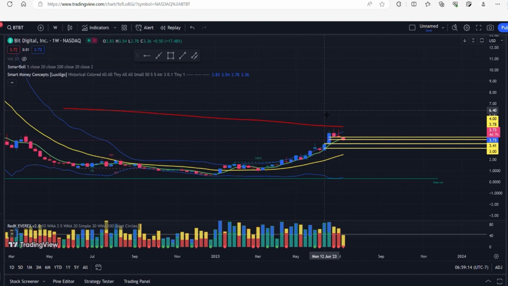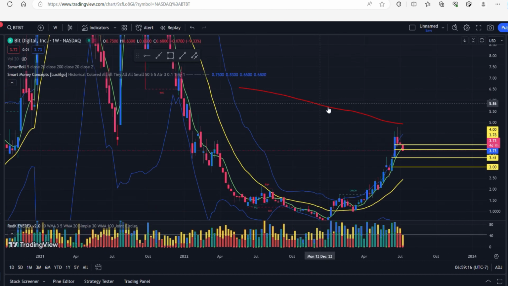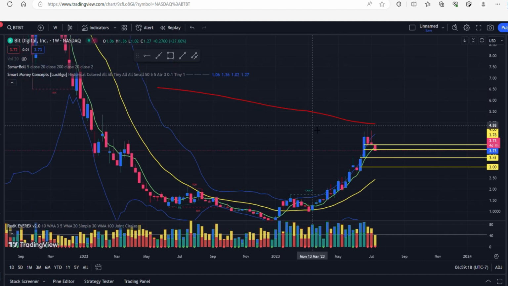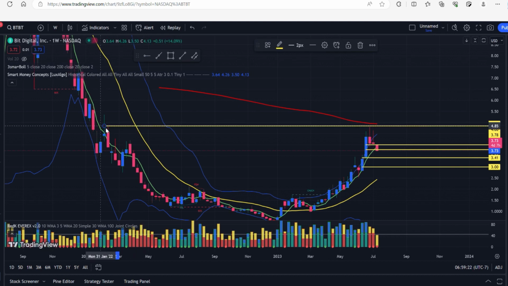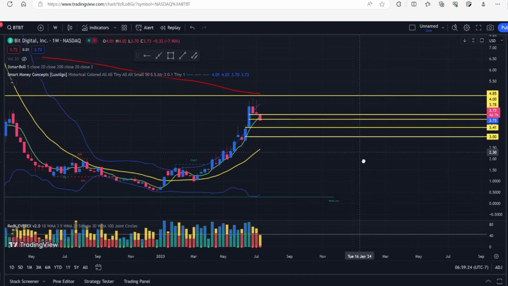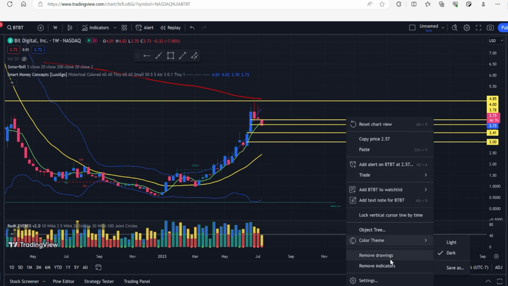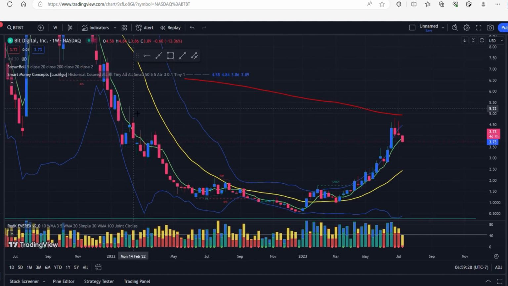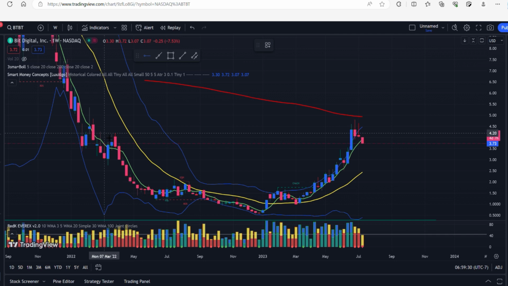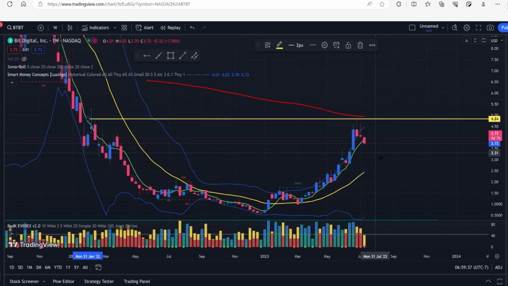However, if you look here, we're forming a very nice cup and handle, possibly. Let's clear the chart. Remove my drawings. All right. We're forming possibly a very nice, there it is, cup and handle. Look at that. There's the cup. Here's the handle. The handle will go down to about halfway, which is around the $3 range.